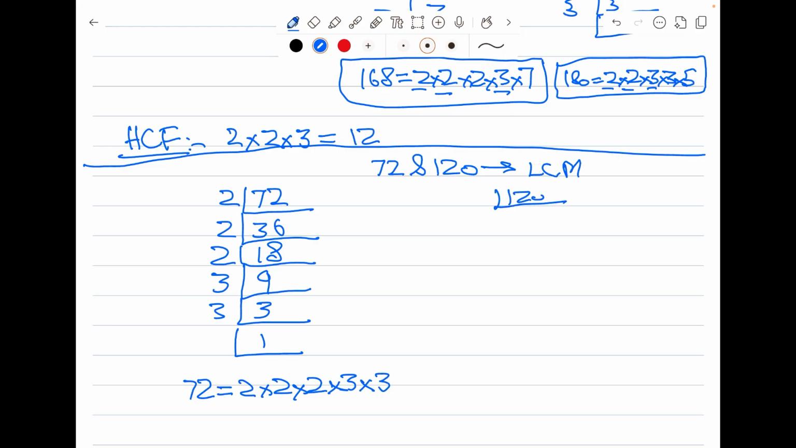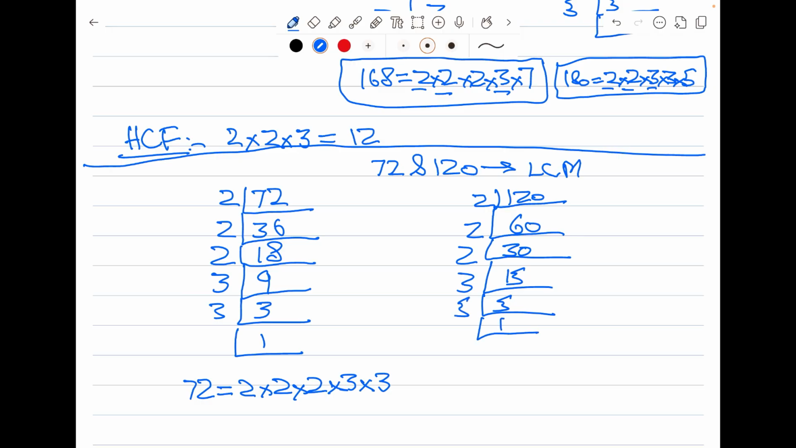And what about 120? So let's divide by 2. We have 60, we again divide by 2, we have 30, we again divide by 2, we have 15, we divide by 3, we have 5, divide by 5, we have 1. So 120 equals 2 multiplied by 2, multiplied by 2, multiplied by 3, multiplied by 5.